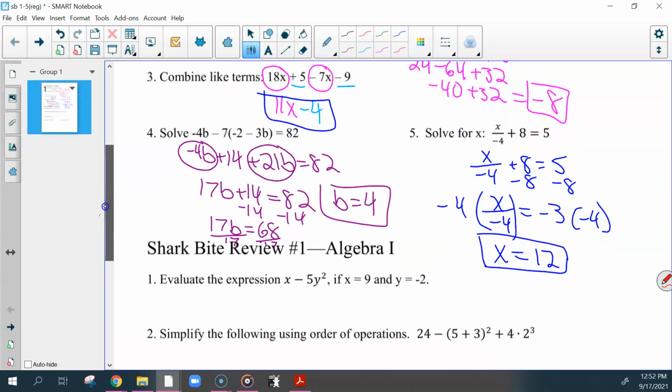For number 4, you needed to distribute. The negative 7 times the negative 3 should have become a positive 21. Combine those like terms, doing whatever it says, negative 4 plus 21 to get that positive 17. Subtract 14 to the other side to start getting b by itself. And then divide by 17 to get.